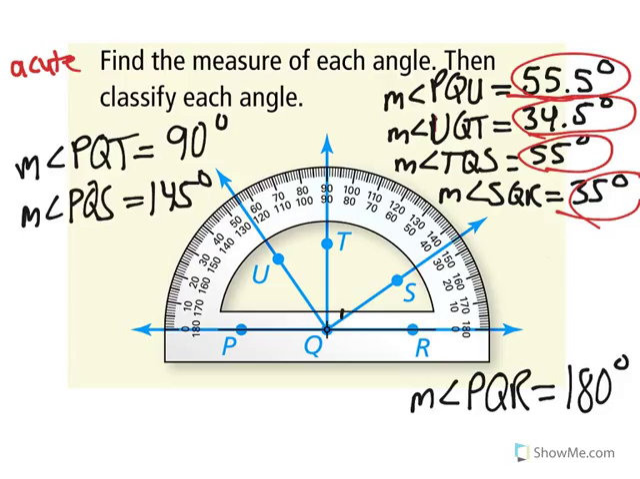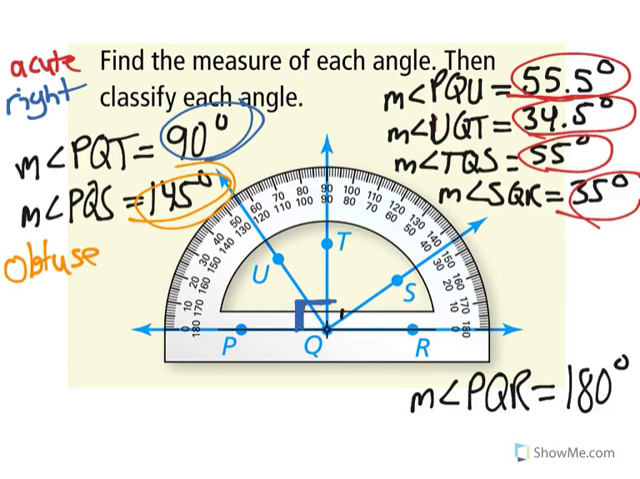Then I also want to look for right angles. Right angles I'm going to write here in blue. In this case, we did find PQT was a right angle. Remember, you can also denote a right angle by making the little square inside that angle. Then we also want to find obtuse angles. Obtuse is greater than 90 but less than 180. So PQS that we found would be an example of an obtuse angle. And the last type of angle is a straight angle. A straight angle is equal to 180, so PQR would be a straight angle.